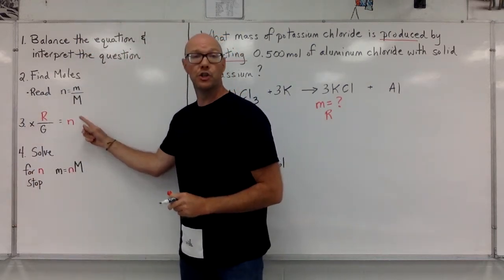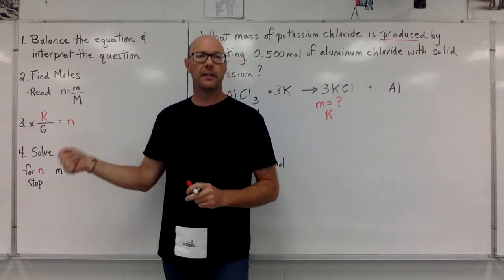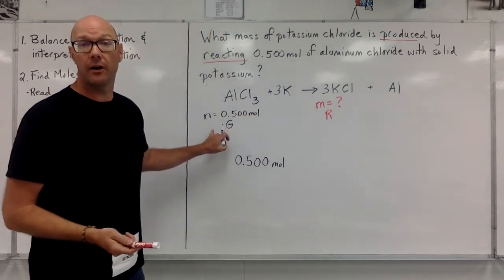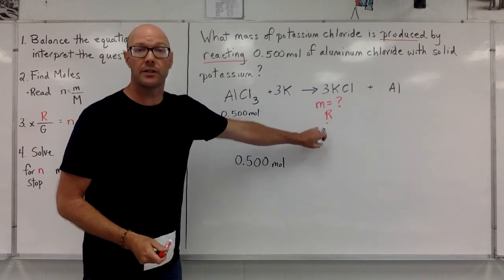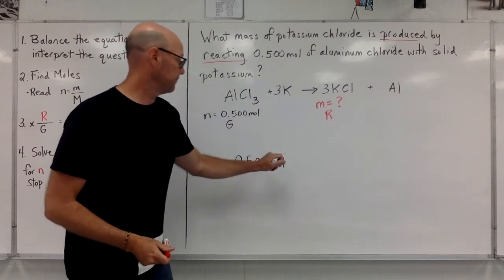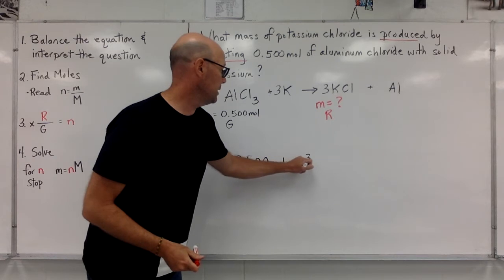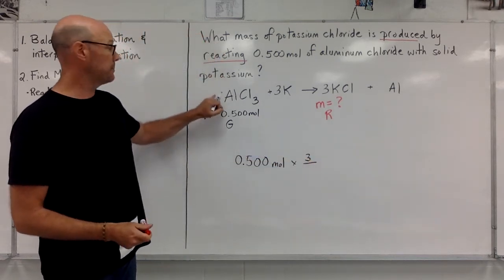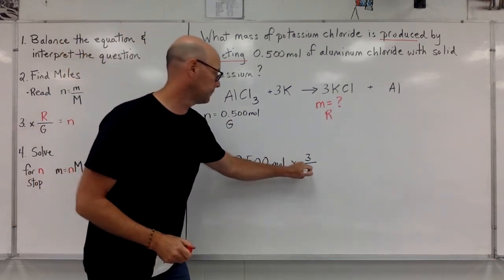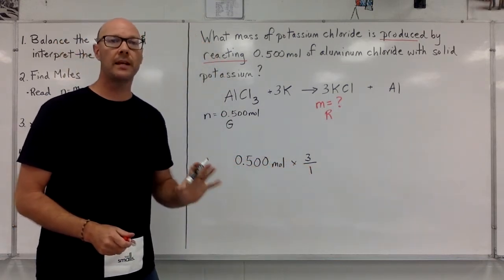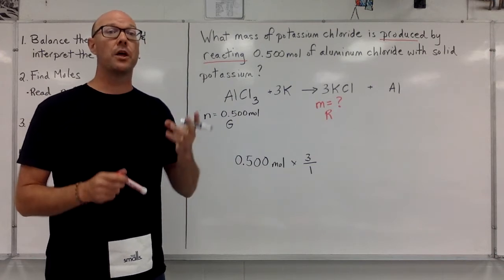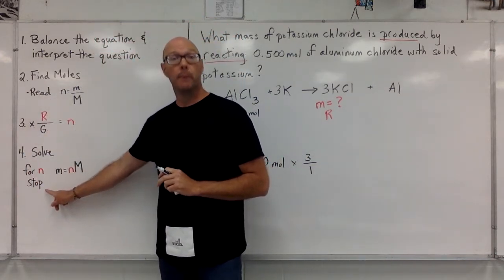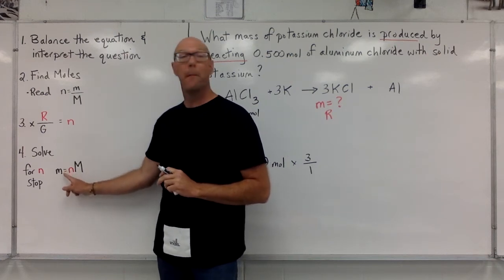Multiply by R over G. R, the balancing number of the chemical you're searching for. When we have these labels in here, it makes it very easy. Wherever the question mark is R. It's balanced with a 3 times 3 over what was given. This was the given, and it's balanced with a 1. 3 over 1. Now, what we would have right here is the moles. If we were asked for the moles, we would stop. But we're not asked for the moles, we're asked for the mass.